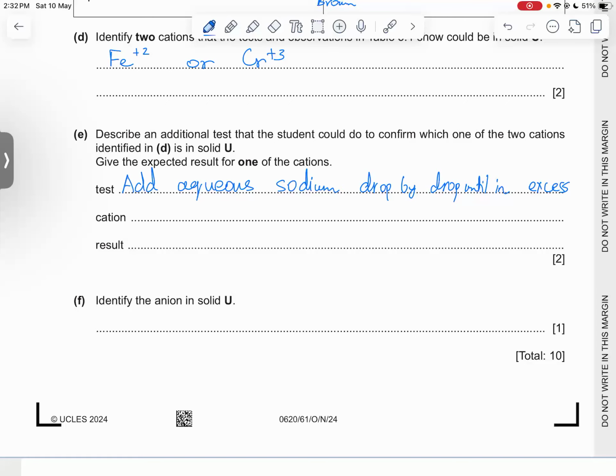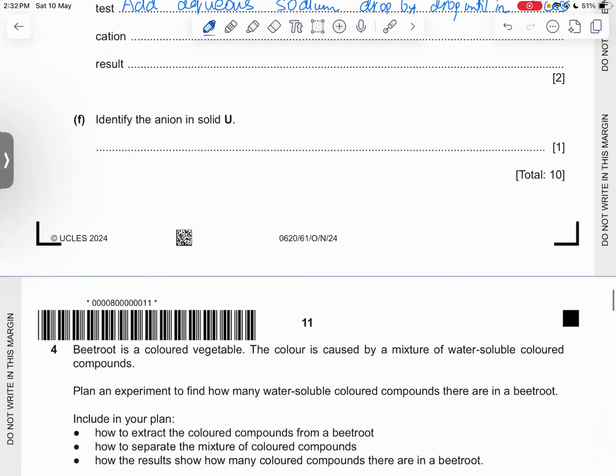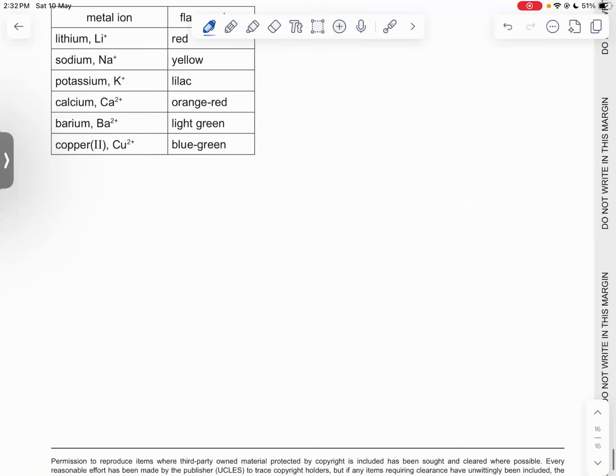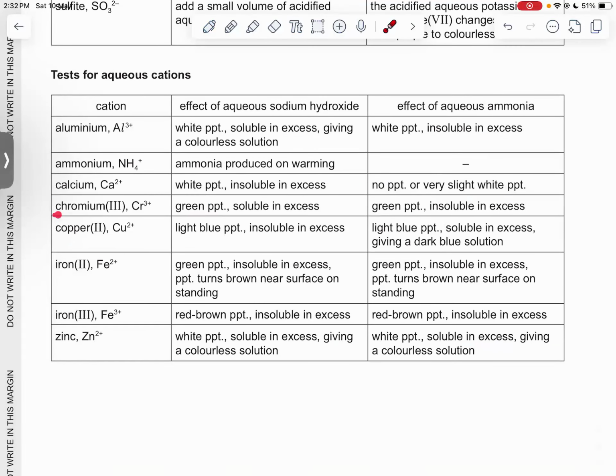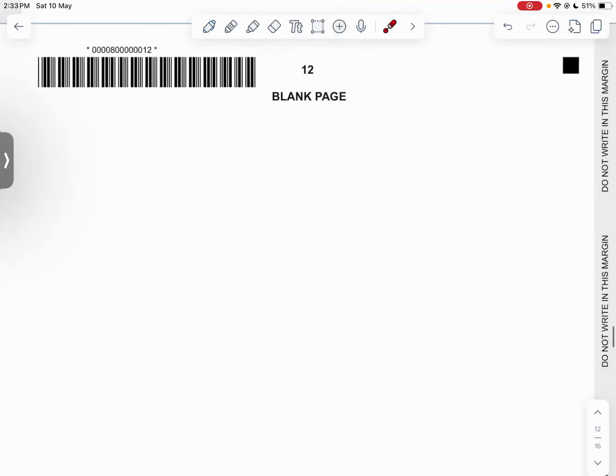With ammonia, both of them are insoluble. That is what I observed. Okay, ammonia. We see that even Cr3+ is insoluble, and we see that Fe2+ is insoluble. Yeah, we could determine that Fe2+ would start to become brown because of oxidation if it is left to stand. But why not just add sodium hydroxide to another sample of U and get the result ourselves?